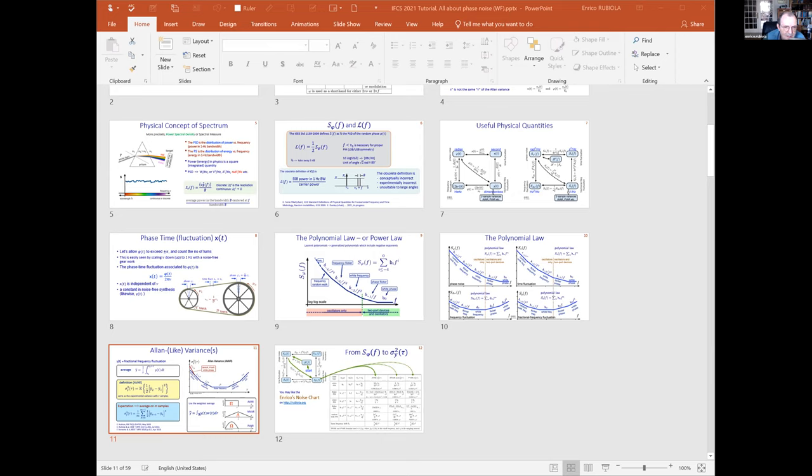Can you see the cursor? Yes. Okay. So this formula is the classical Allan variance. This is the y average in the classical Allan variance, the integral from T0 to T0 plus tau. So you plug this y average in the other.